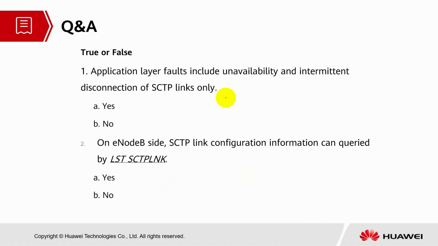So, Q&A session. Application layer faults include unavailability and intermittent disconnection of SCTP links only. Yes or no? No, the statement is wrong. And the second question, on the eNodeB side, SCTP link configuration information can be queried by list SCTP link. The answer is yes.